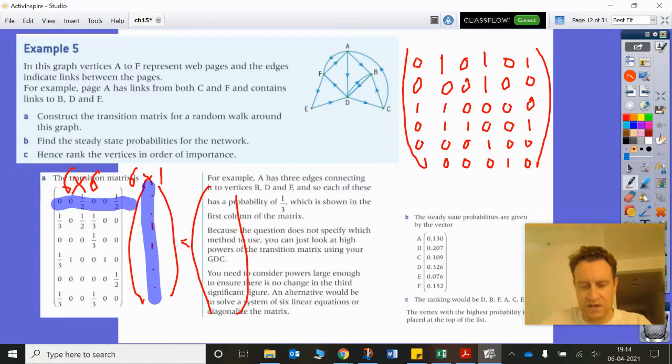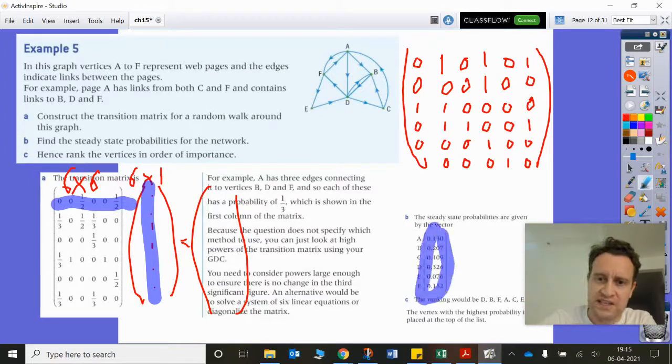So I'm going to do now A to the power of 50. And now I've done that. It's taking slightly longer to calculate, a microsecond longer. And I can see there, to 3 significant figures, I'm getting the same answer in all of those cases. Okay, so I'm getting basically the same column vector repeated throughout that matrix.